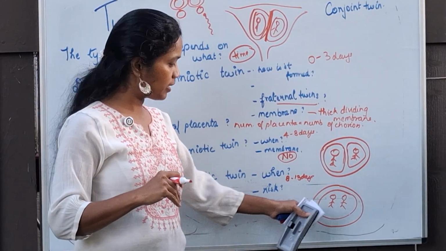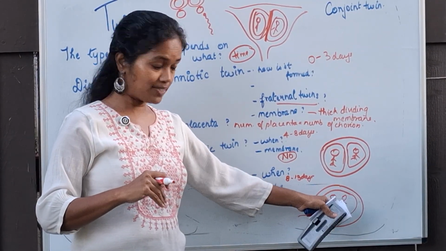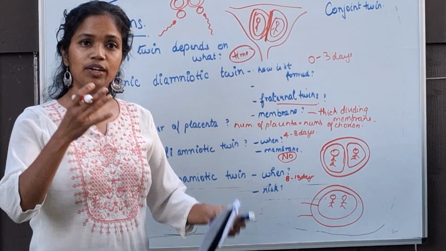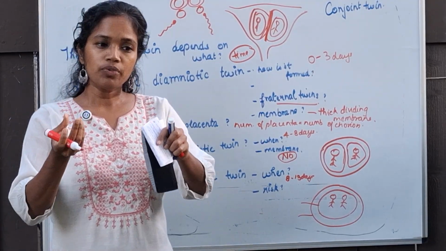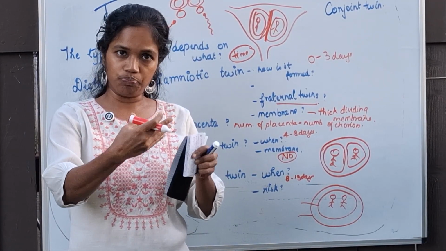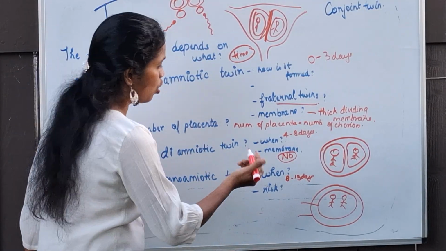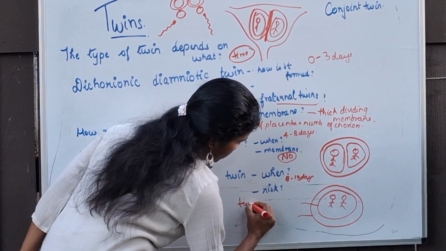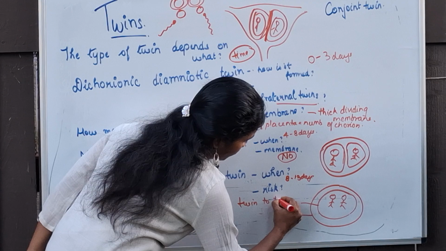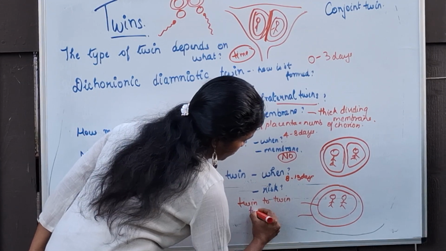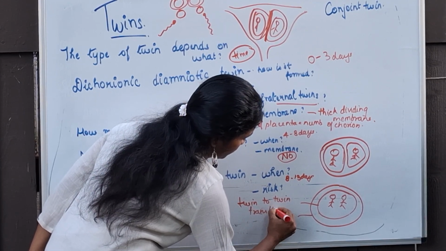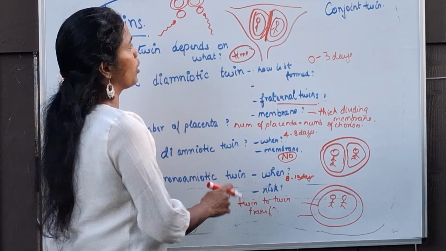What is the risk factor? In this case, there is a chance that the fetal vessels can get mixed, so twin to twin transfusion can happen. All those issues can happen in monochorionic, monoamniotic twins.